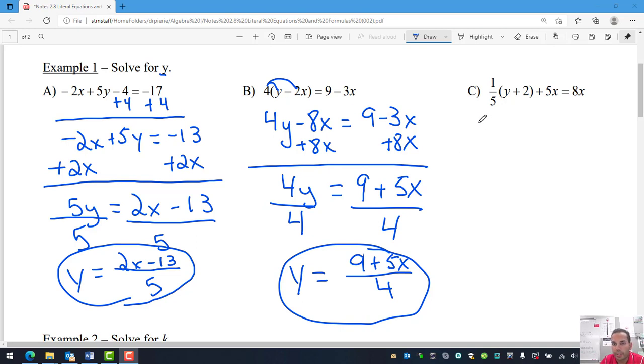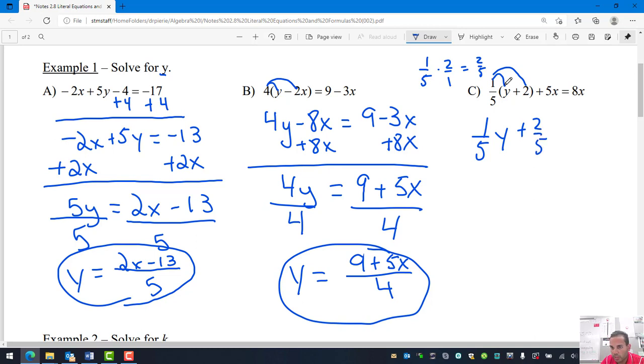Same directions for example C here. We see 1/5 times the quantity y plus 2, plus 5x is equal to 8x. What's the end goal here? We want to get y all by itself. We see 1/5 times all that stuff next to it. Let's take that first step and distribute this 1/5 to both the y and to the plus 2. Okay, 1/5 times y is just 1/5 y, kind of ugly, but we can deal with it. Plus 1/5 times 2. Okay, if you want to go off to the side here, what's 1/5 times 2? Times 2 over 1. It's the exact same thing as 2/5. 1/5 times 2 is plus 2/5.